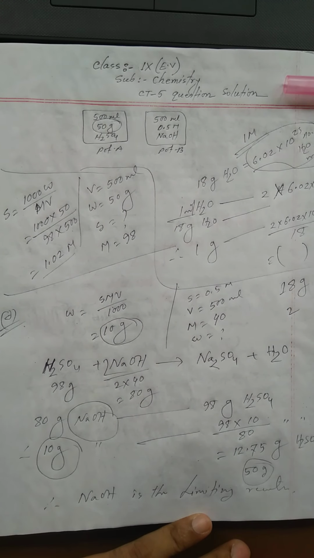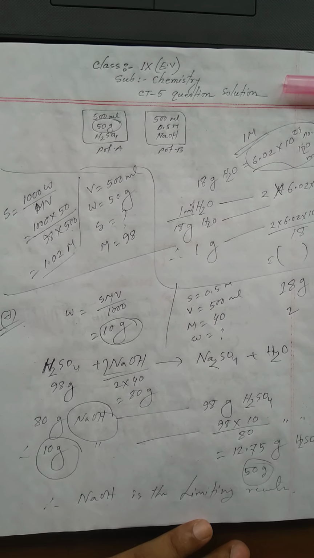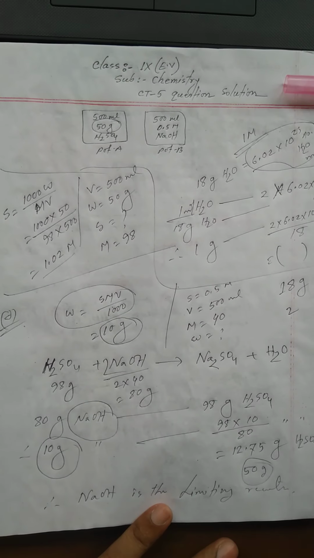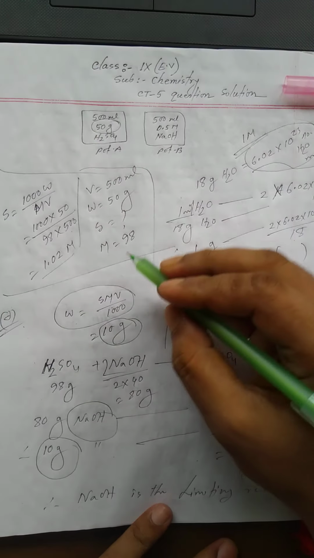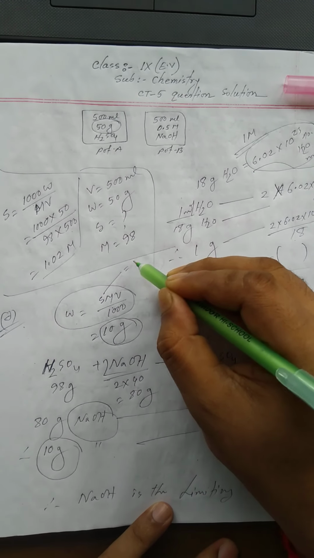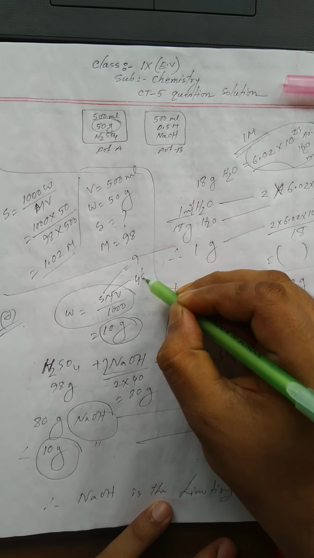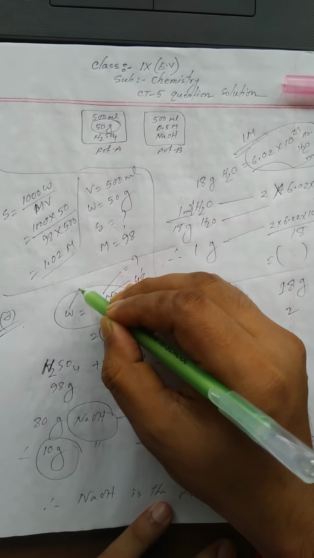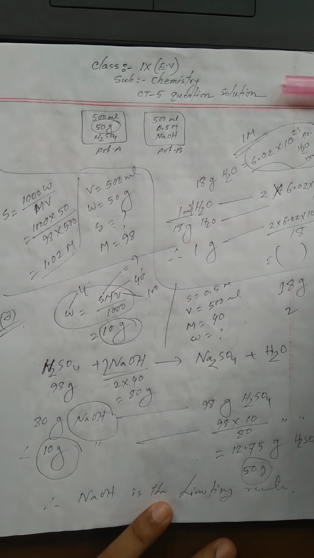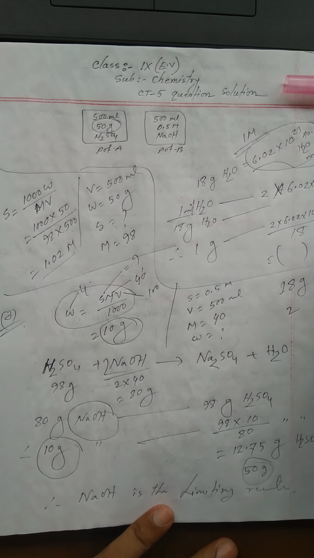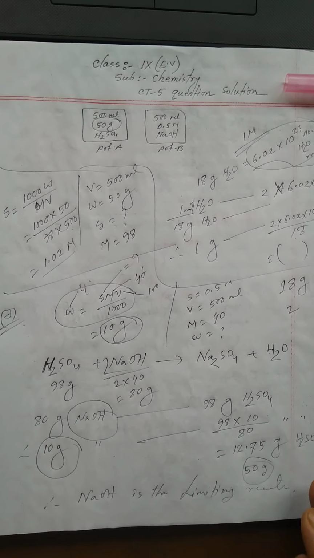What is the molarity? Number 4. What is the molarity of the solution when there is 4 gram NaOH in 100 ml solution? So this equation is to be used where S will be calculated, M for NaOH is 40, V is 100 ml, W is 4 gram. So easily we can calculate S. Next, what is the percent composition of hydrogen in H2O?